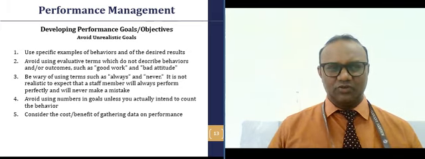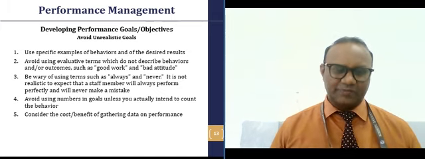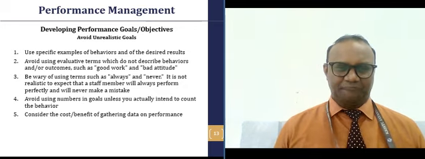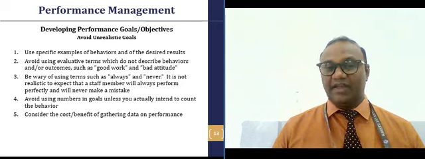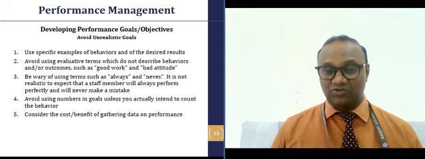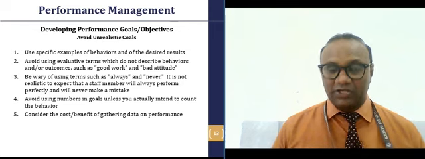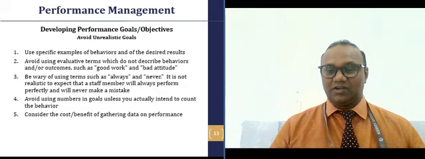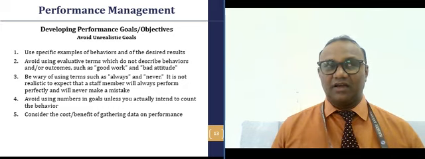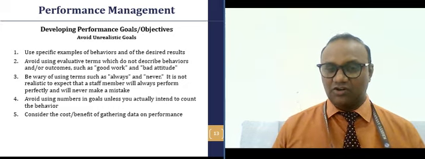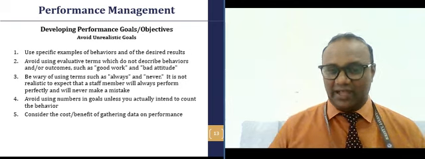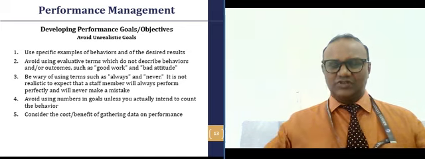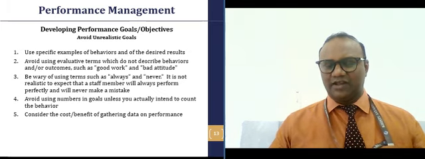So we should be able to avoid that and make sure that whatever explanation is given is in a very rational and objective manner. Third, we need to be wary of using terms like always or never. Whenever we are explaining, we should not go back on the past performance or behavior of the subordinate and say you are somebody who's always doing this, or you are somebody who never does these things on time.